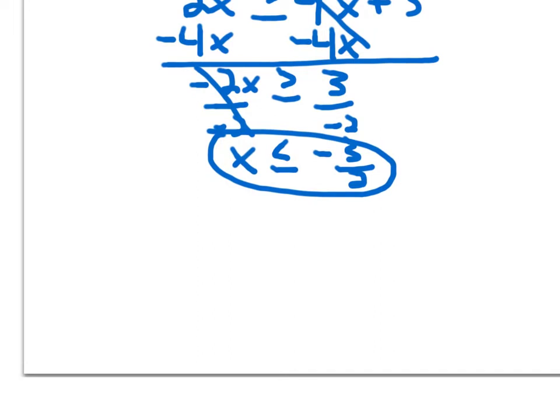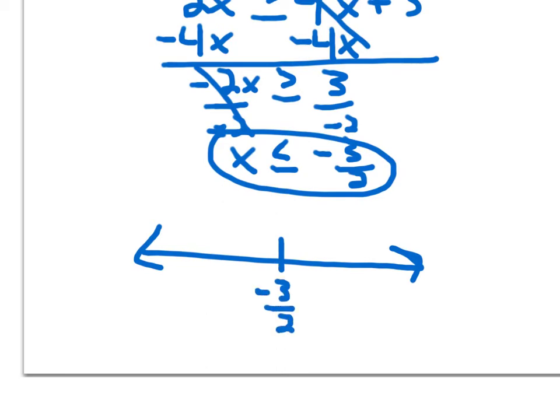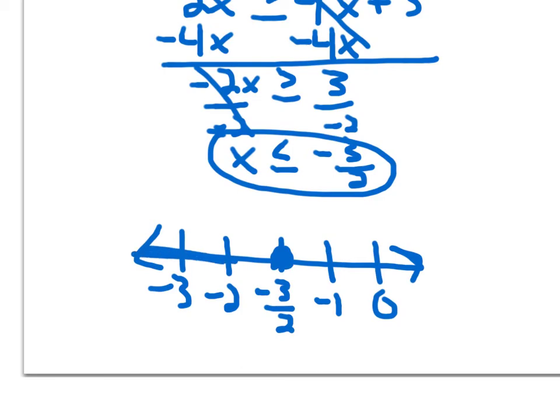Again, we said to solve and graph. So here's my number line. Here's negative 3 halves. So that's negative 1.5. So right here I could put negative 1 and then 0. And over here I'd have negative 2 and negative 3. We need a closed dot because it's or equal to. And it's got to be shaded toward numbers that are less than negative 3 halves. Those are over here.